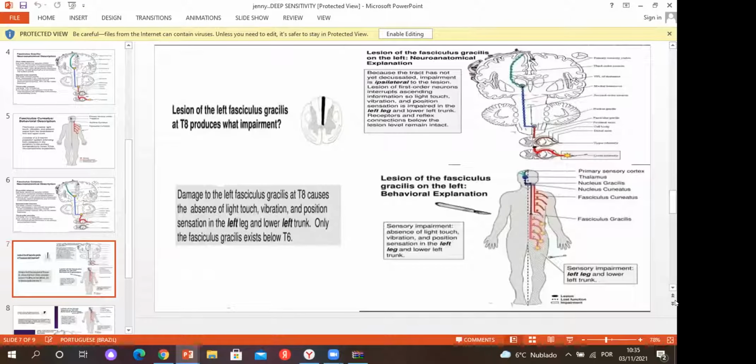When we talk about the lesions of the fasciculus gracilis, it's normally of the left side. It normally happens at the 8th thoracic vertebra. It causes the absence of light touch and vibration and position sensation in the left leg and the lower trunk. And it normally only happens or exists below the 6th thoracic vertebra.